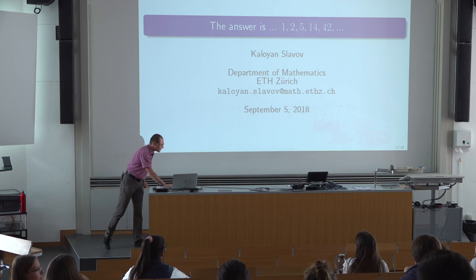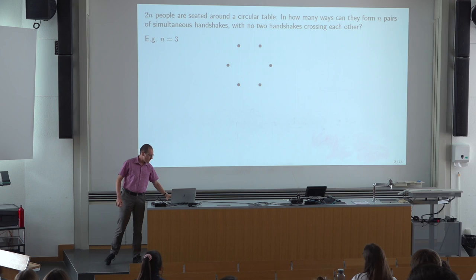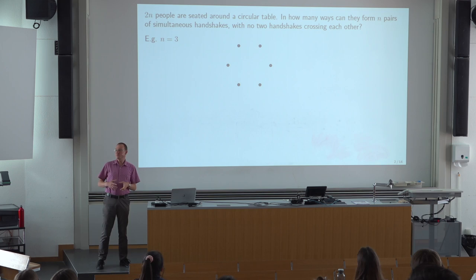Consider an even number, 2n people, seated around a circular table. For example, if n is equal to 3, 6 people are seated like that. How many ways are there for them to form n pairs of simultaneous handshakes with no two handshakes crossing each other?